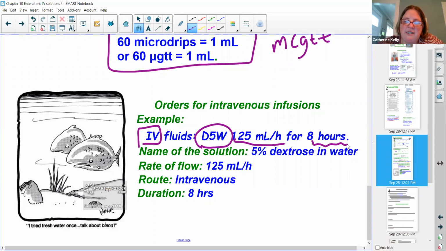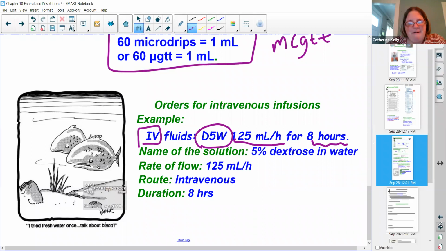So when I first started teaching this class, I didn't know that the IV bags had salt in them. I thought it was just water and they just pump your veins full of water. And then I found out that that would kill you. So not a good idea. And then I found this little thing. It's pretty cool. This little fish says to the other little fish, I tried fresh water once. Talk about bland. I know you're laughing.